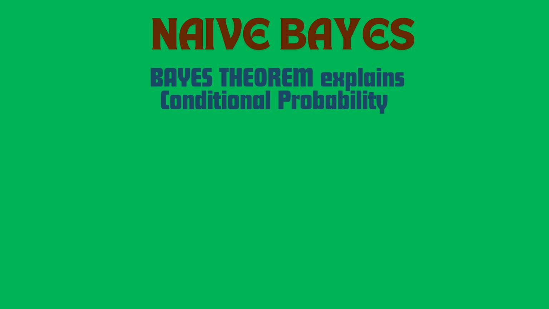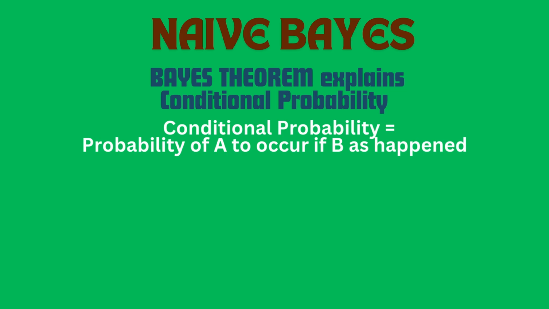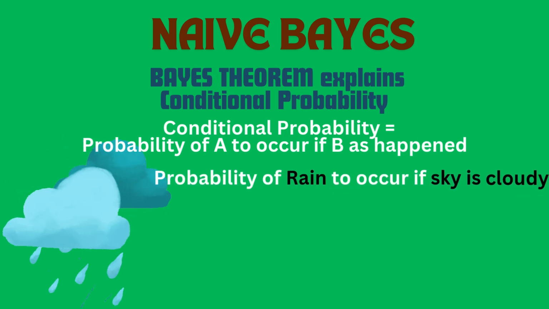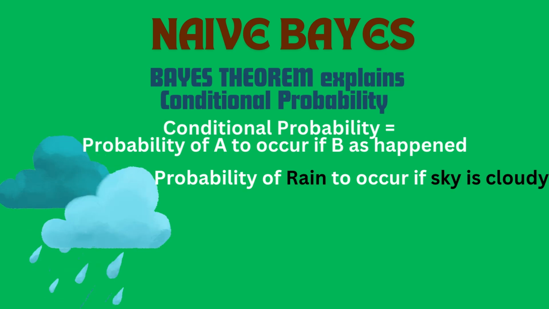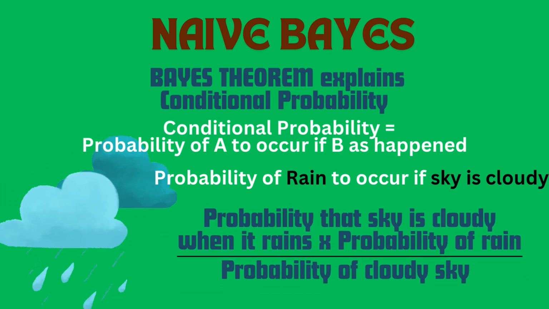Naive Bayes is based on Bayes' theorem about conditional probability, which means the probability of A to occur if B has already occurred. For example, what is the probability of rain if the sky is cloudy? So according to Bayes' theorem, this is how the calculation is done from the obtained data. Naive Bayes assumes that the features that define the class are independent. This assumption does not exist in Bayes' theorem, and that is why it is called naive Bayes.